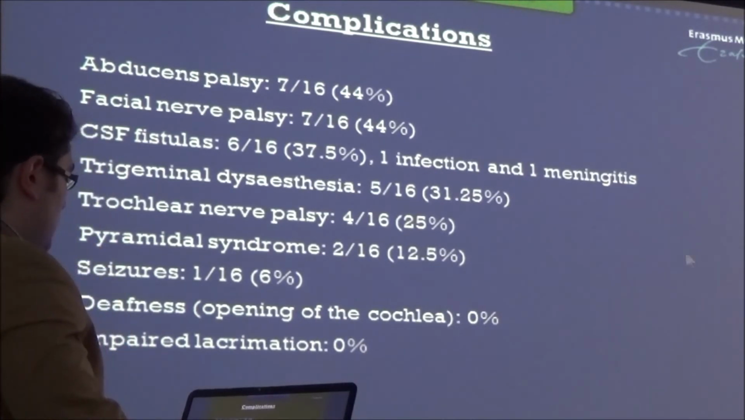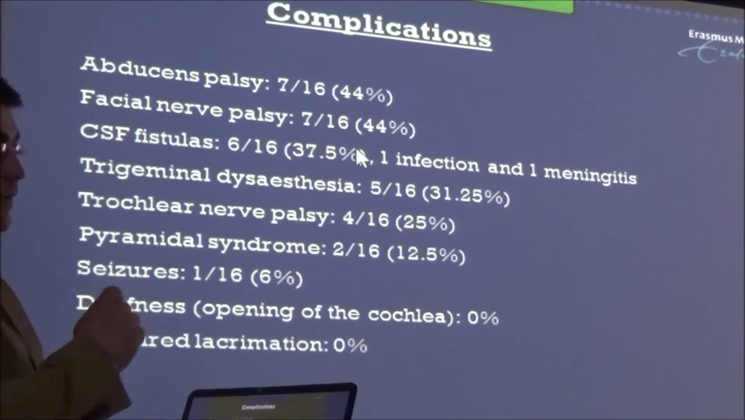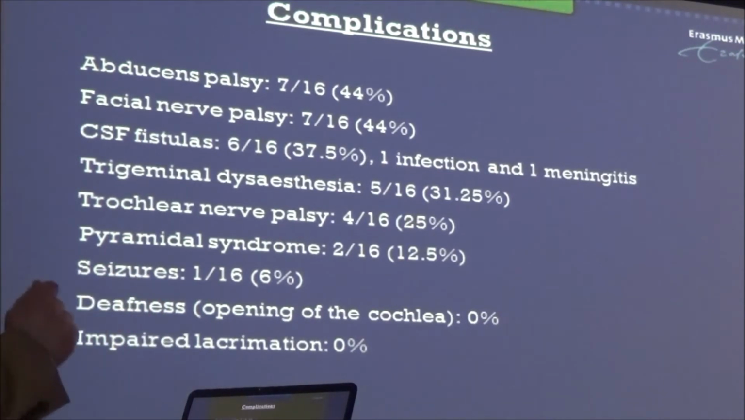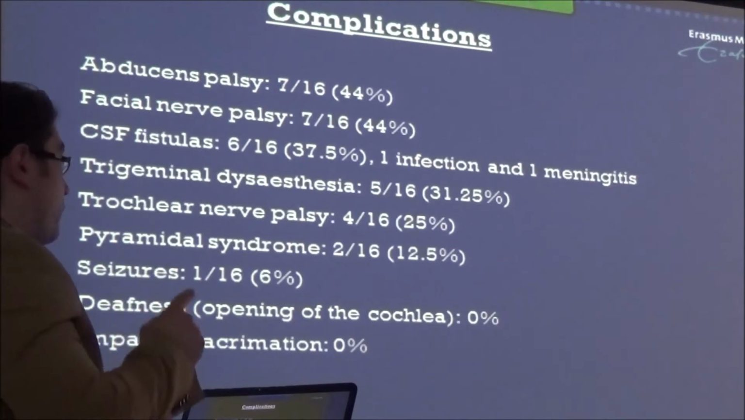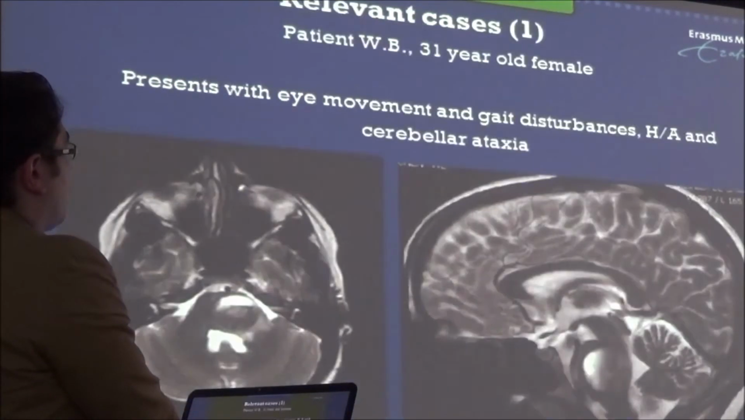And as you see, CSF fistulas are 6 of 16, so 37%. It's very, very important that you manage this before you're going in.